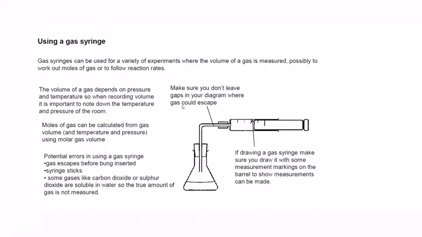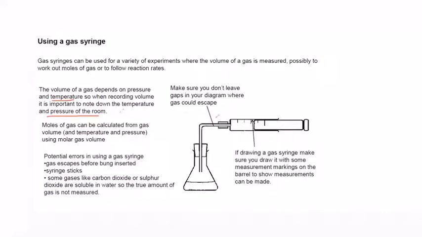Then different apparatus can be used depending on the purpose. For example, if you want to collect a gas, measure the volume of a gas, or measure the speed or rate of a reaction, a gas syringe can be used for a variety of experiments where we want to measure the volume of a gas, and using the volume we can work out the moles. The volume of the gas depends on the pressure and temperature.